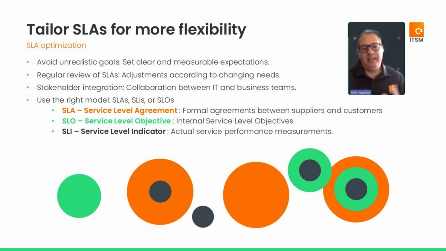So SLAs are used to formalize promises made to the customers. That is what's shared with the customer. The SLO and the SLIs, the objectives and the indicators, are internal tools for measuring and improving your service performance. They are usually not shared with the client. They are kept for you internally.